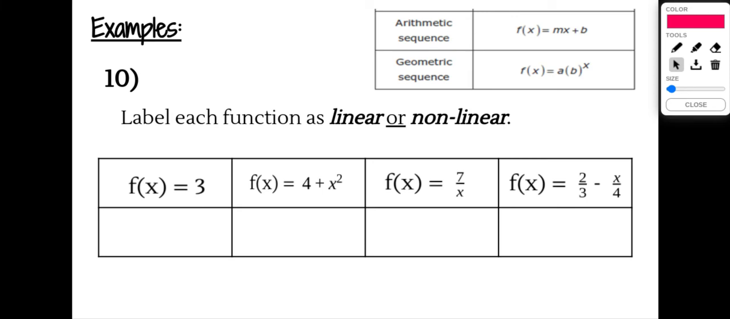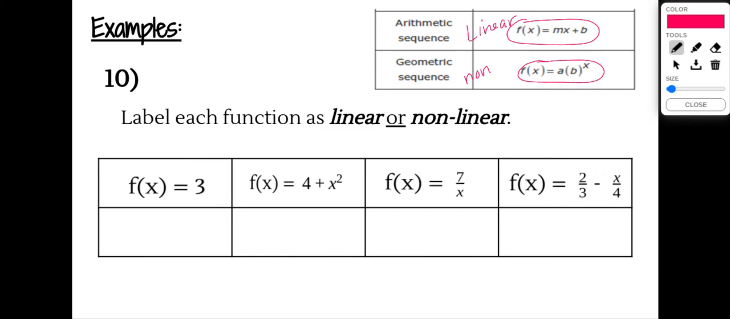On number 10, we're asked to label each of the functions as linear or nonlinear. So again, we can use our formula sheet to help us. We know that everything that looks like this, y equals mx plus b, is arithmetic and also linear. We know that everything that looks exponential like this is nonlinear. Remember, it makes that curved growth or decay, right? So use that formula sheet to help you out.